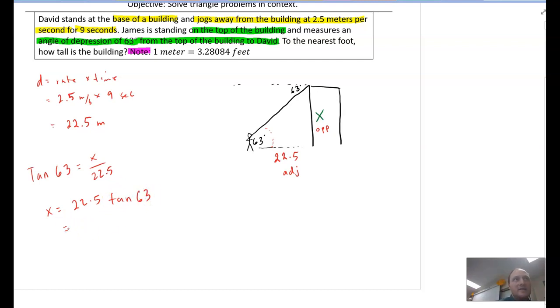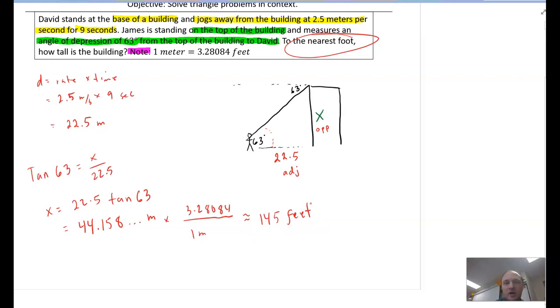And we get the height is about 44.158 meters. Now note, they want it to the nearest foot. They don't want it in meters. So what we have to do is convert into feet. They tell us that 1 meter is equal to 3.2808459. I'm just kidding, not those last ones. So we can do this, and to the nearest foot we get approximately 145 feet.